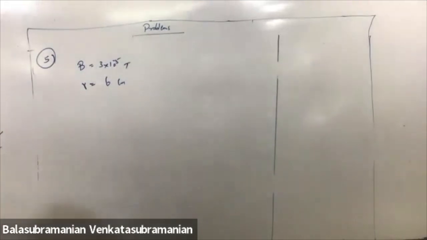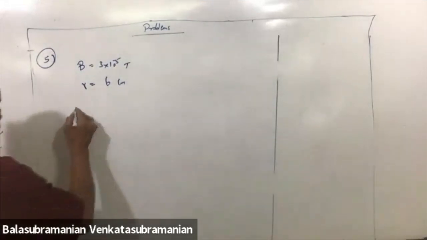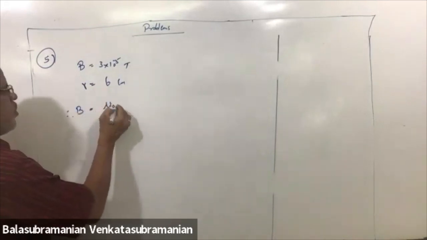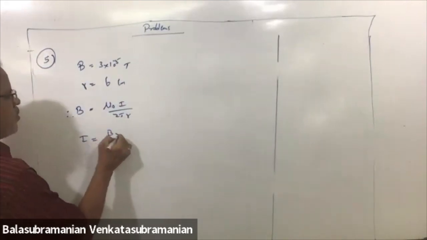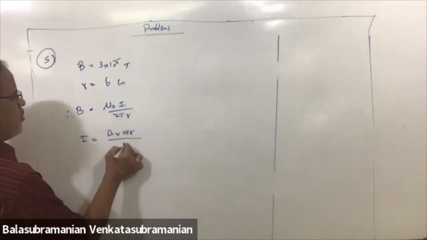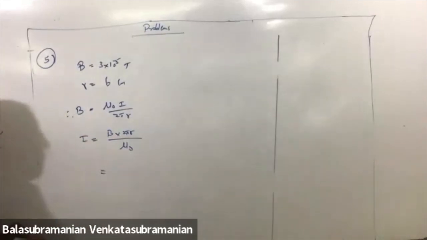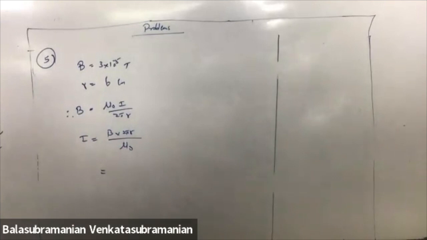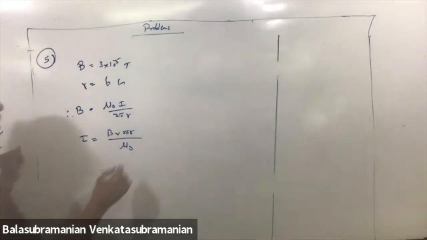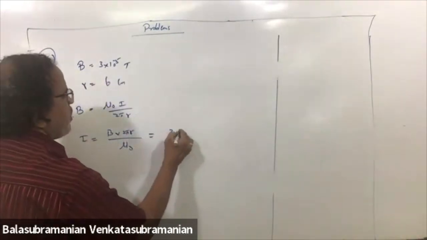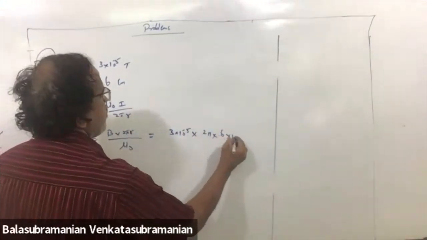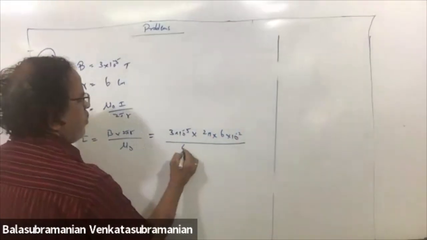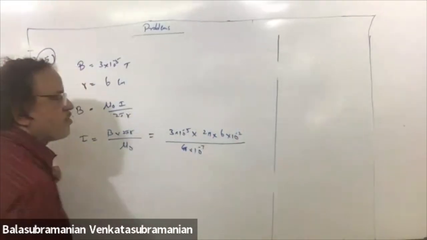What you have to calculate? Calculate the current. B is equal to mu naught I by 2 pi R, so I is B into 2 pi R by mu naught. What is B given? Magnetic field 3 into 10 power minus 5 Tesla. B is 3 into 10 power minus 5. 2 pi into R is 6 into 10 power minus 2, by 4 pi into 10 power minus 7.